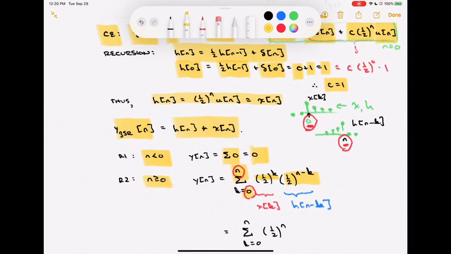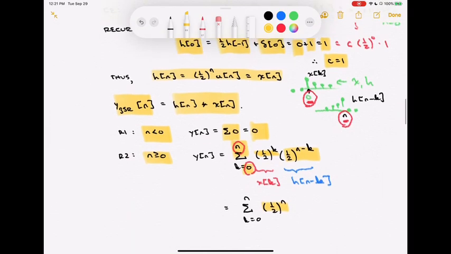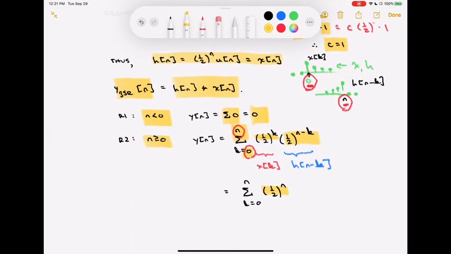Well, there are two terms here. They both have the same base, different exponents. I should just be able to add the exponents. So 1/2 to the k times 1/2 to the n minus k is the same as 1/2 to the k plus n minus k. The k and minus k cancel, and I'm left with just a half to the n. So an equivalent version at this point is my y of n, which is just a sum from 0 to n of 1/2 to the n.